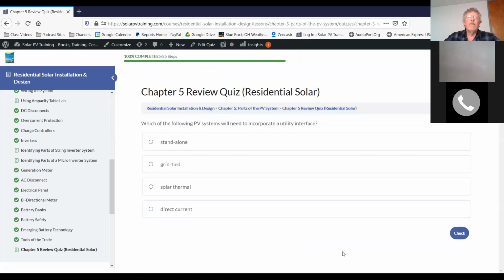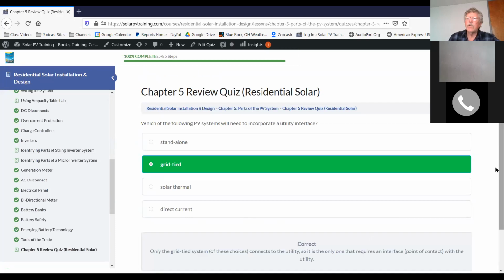Which of the following PV systems will need to incorporate a utility interface? Well, standalone is not connected to the utility, so it's a grid-tied system. Needs to have the utility interface, and that's typically going to be within your inverter.